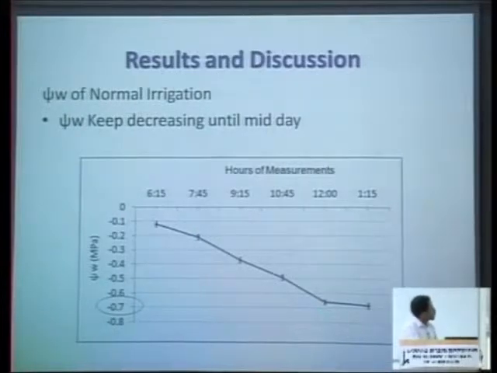So here, when it stops decreasing, we can imagine that the decrease of the water potential and the transpiration rate are more or less similar. As a result, it stays constant. And it is normal that tomato water potential is about 0.7.